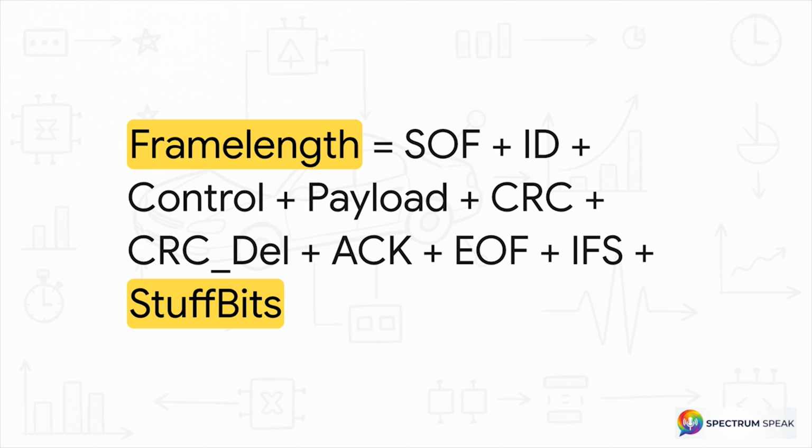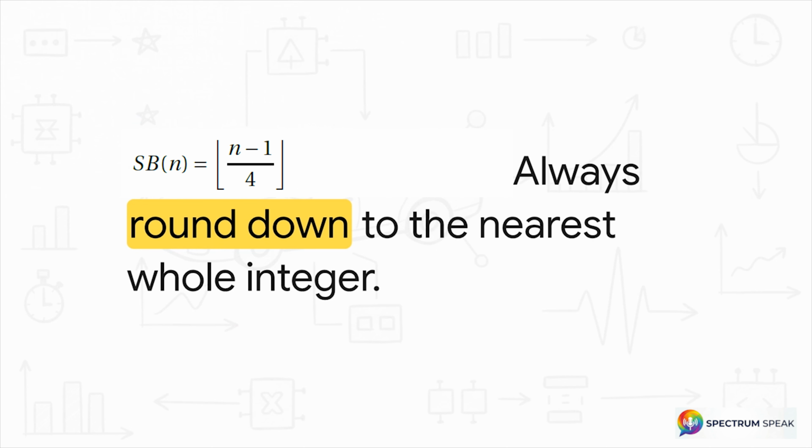The total frame length equals the start of frame plus the identifier, plus the control field, the payload data, the CRC checksum, the CRC delimiter, the acknowledgments, the end of frame, the inner frame space, and finally, our stuff bits. Every single one of these physical fields adds literal microseconds of overhead that just bloats the actual data payload. But wait, how do we mathematically solve for a variable like stuff bits if it's constantly changing? Well, we solve it by calculating the absolute mathematical maximum.